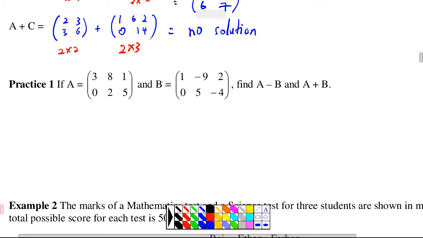Practice time. A plus B. A minus B. Tell me the answer. Ming Ping, first one. Joey, second one. The rest check. Which is first and second? A minus B is first. A plus B is second.